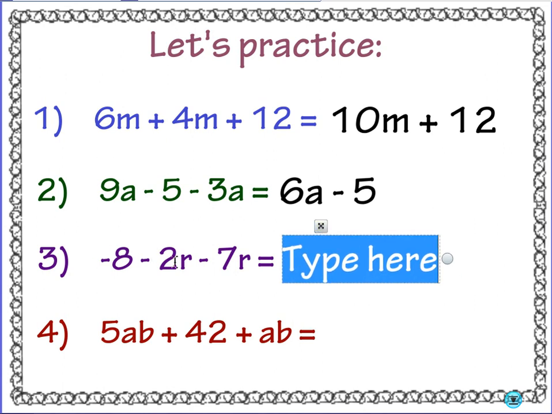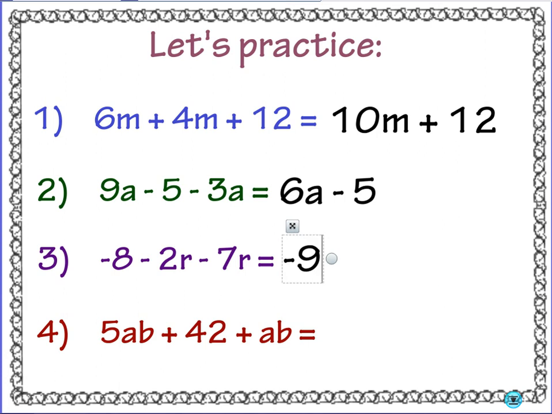Next example, I have 2 R terms that can be combined. I started out with negative 2 R's, and I'm taking away 7 more R's. Same sign means I add the 2 coefficients together. 2 plus 7 gives me 9. My bigger number is negative, so I end up with negative 9 R's. And I'm going to include the minus 8 because it doesn't have a partner to be combined with.